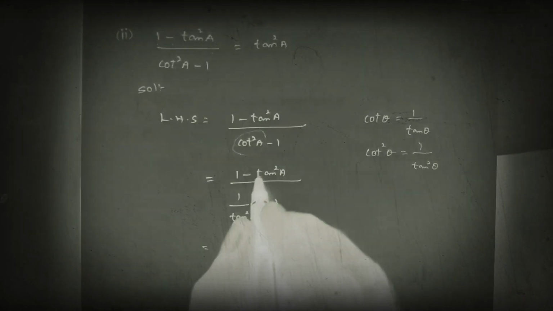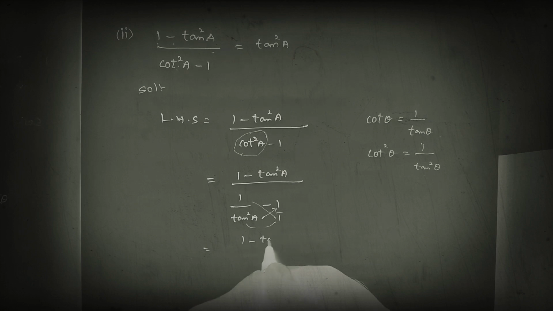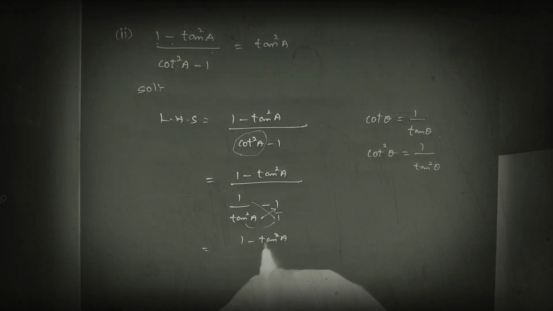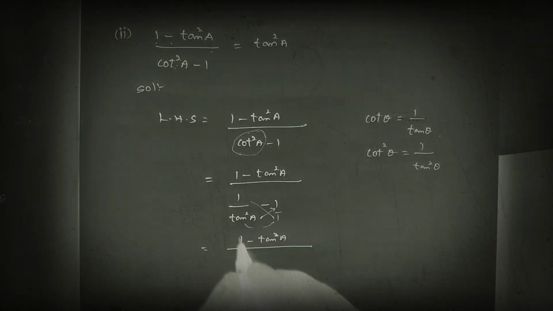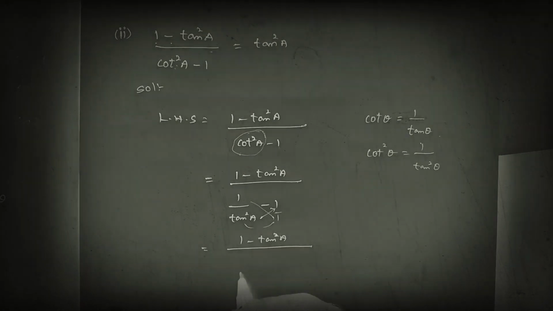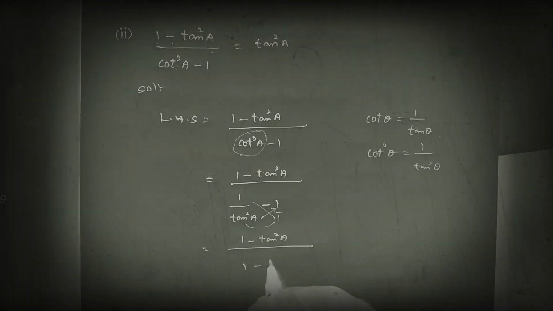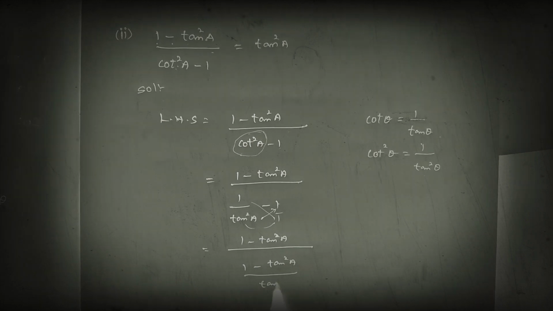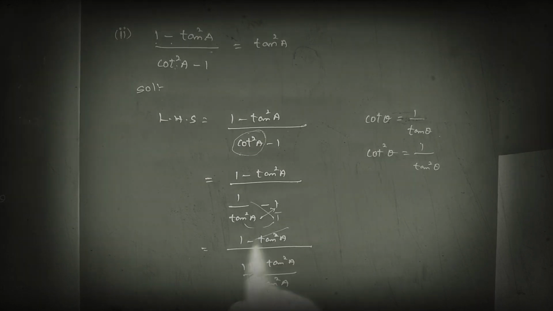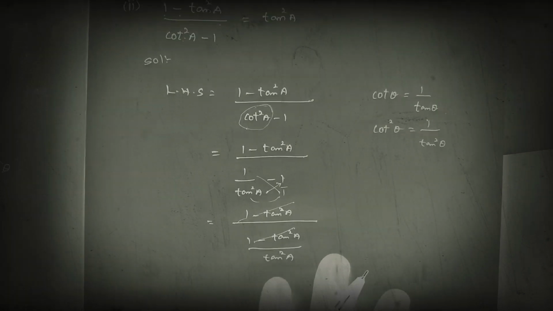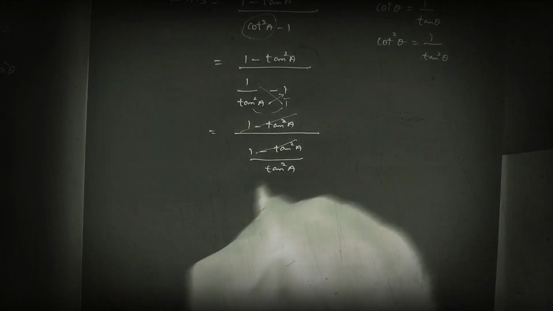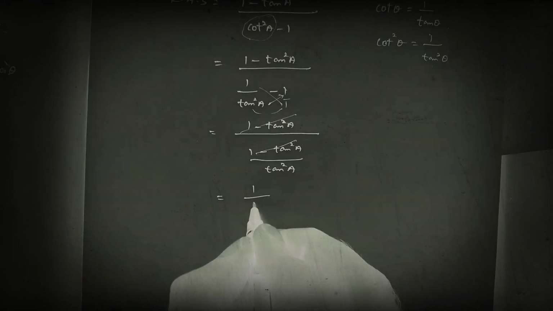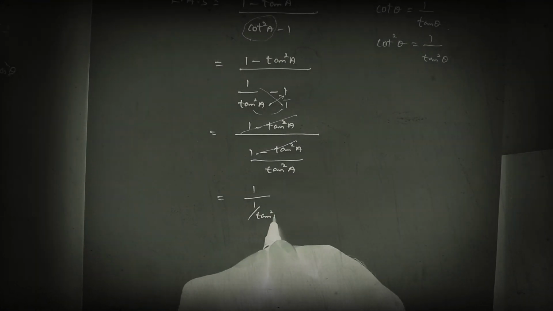So it is equal to, what is in the numerator? 1 minus tan square A, whole divided by, I am just doing the cross multiply, 1 into 1, 1 minus tan square A, divided by tan square A. See that this 1 minus tan square A and the other 1 minus tan square A will get cancelled. And what is the remaining? 1 by tan square A.